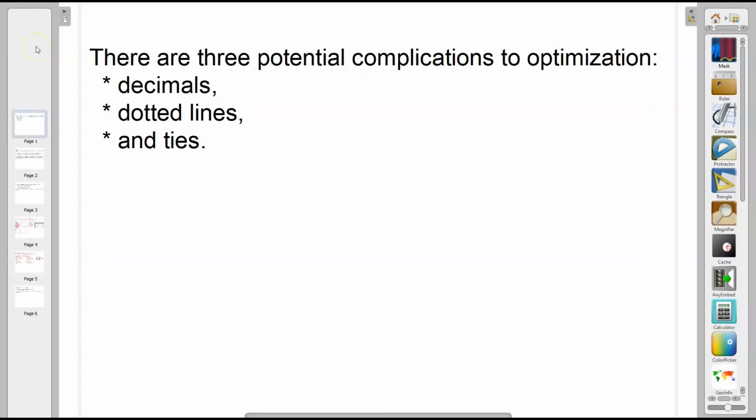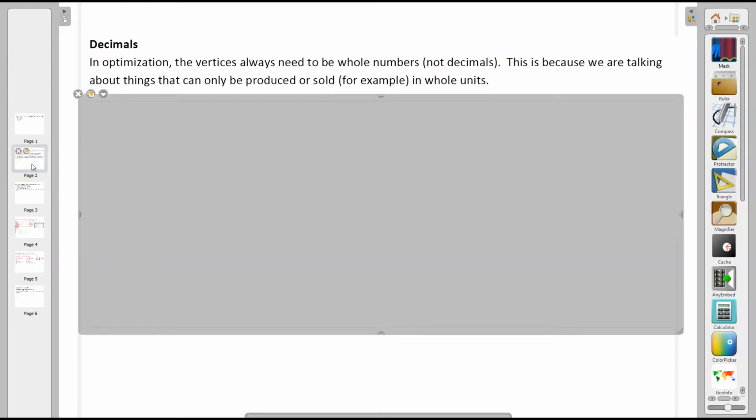We've been through the 10 steps of optimization and we've seen how that works. However, there are 3 potential complications which can come up: decimals, dotted lines, and ties. So we'll go through each one of those and see the impact it can have on the process of optimization.